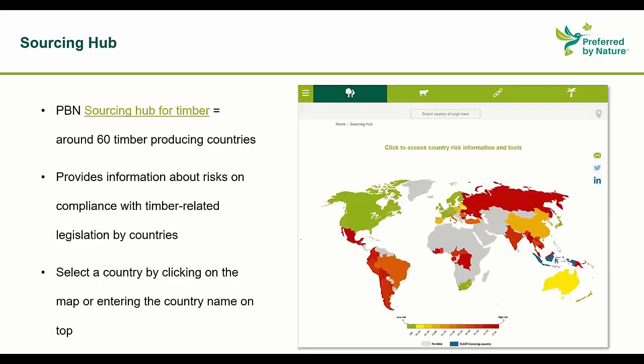So I'm going to show you the one that we use most, of course, because we developed it as part of a live program, which is the Preferred by Nature Sourcing Hub. Okay, we have a sourcing hub. What I'm going to do is access the sourcing hub now with you. If there's any problem while accessing it, please, colleagues, shout. But it's a freely available website. And let me show you how it works.